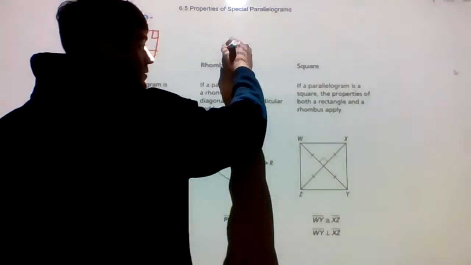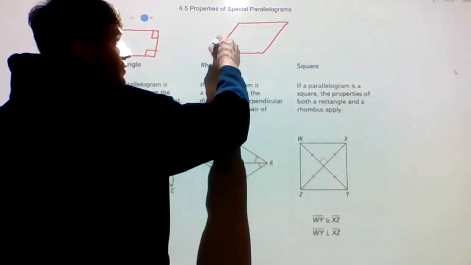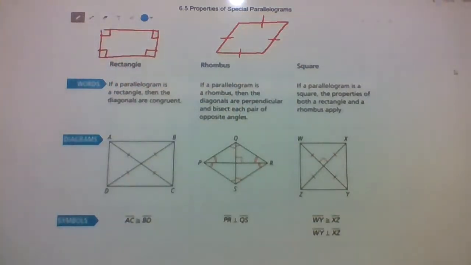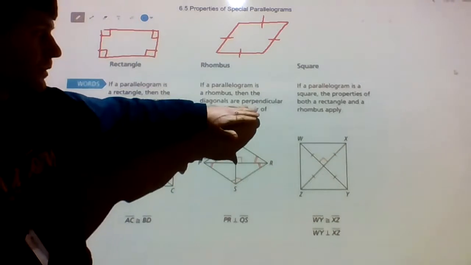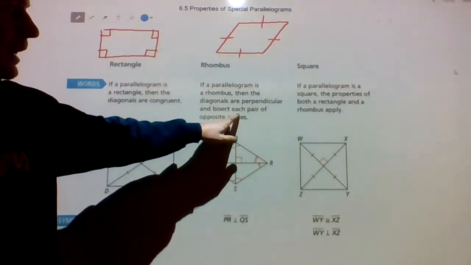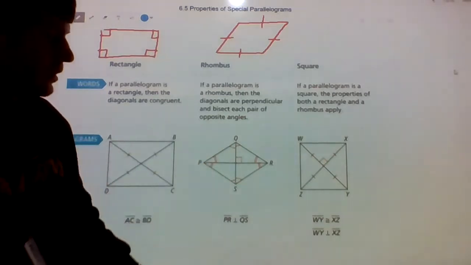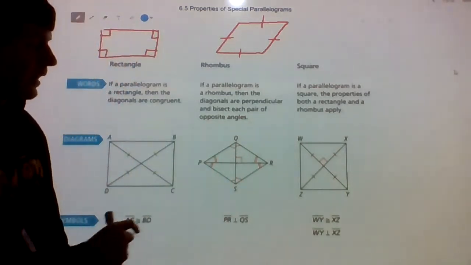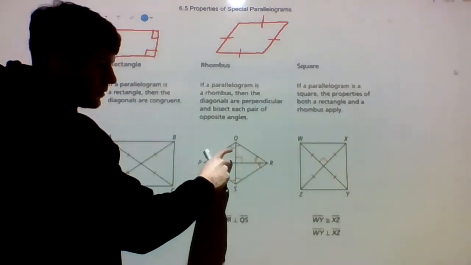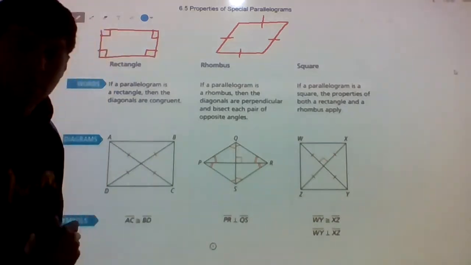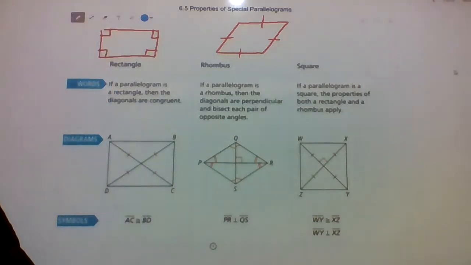For a rhombus, that's a parallelogram with 4 congruent sides. And we had 2 extra properties here. The diagonals are perpendicular, so they form right angles in the middle, and the diagonals bisect each of the opposite angles. So perpendicular, 90 degrees all across the middle, and they bisect the angles. All 4 of these angles will be the same, and all 4 of those small angles will be the same as well. We're splitting those big angles in half.